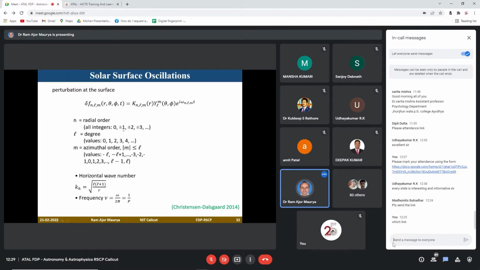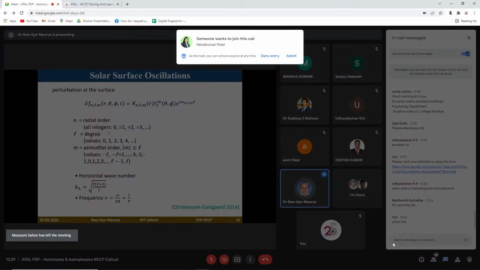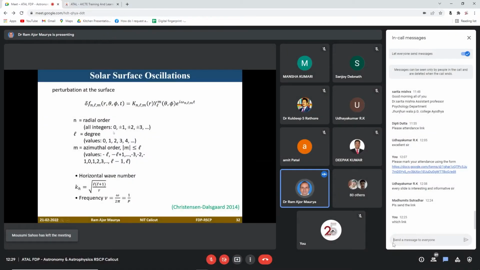Okay, and the negative modes are related with the internal gravity waves. In the sun, the internal gravity waves are trapped in the inner part. When they propagate towards the surface, their amplitude decays.